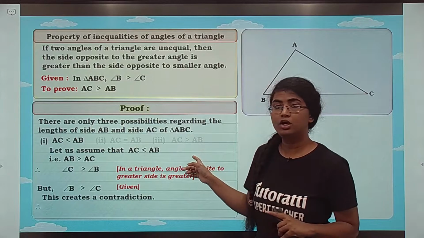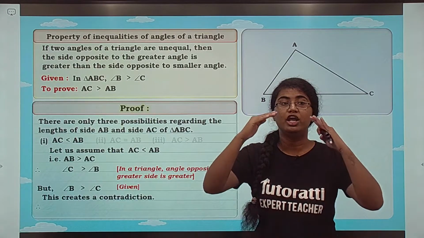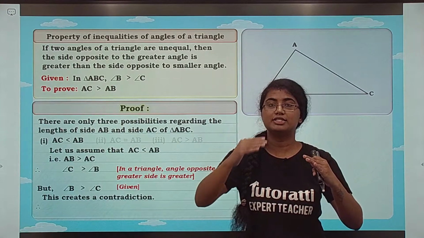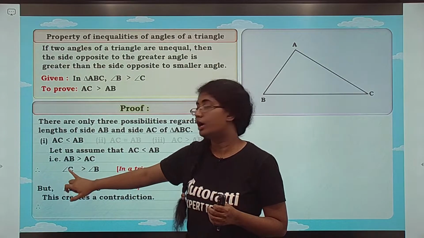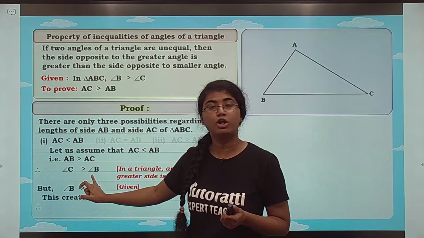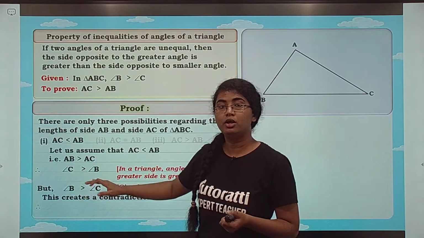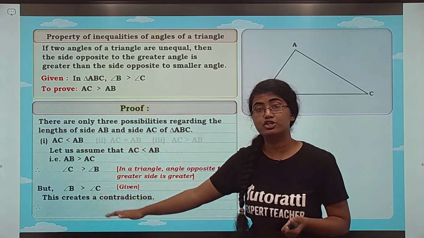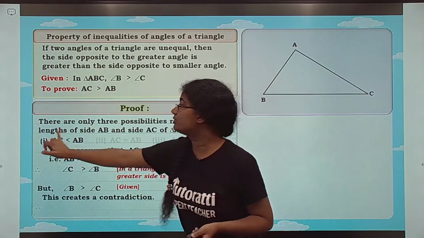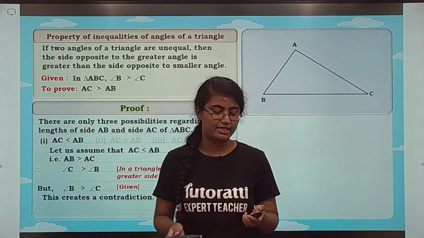What will it make? Inequalities का याद करो. If one side is smaller and one side is greater, the angle opposite to the greater side will be greater and the angle opposite to the smaller side will be smaller. So C is greater than B. But what is given to us? B is greater than C. This is a contradiction. So that means this possibility cannot exist.